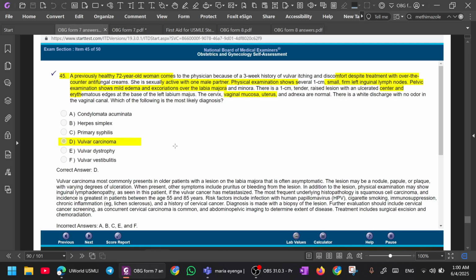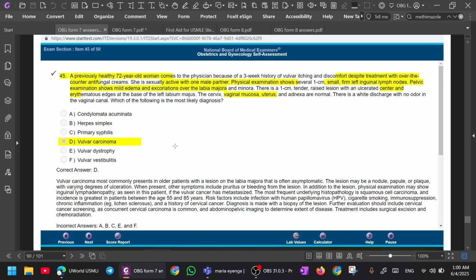Okay, so it's vulvar cancer. Vulvar carcinoma most commonly presents in older patients with a lesion on the labia majora that is often asymptomatic. The lesion may be a nodule, papule, or plaque with varying degrees of ulceration. When present, other symptoms include pruritus or bleeding from the lesion. In addition to the lesion, physical exam may show inguinal lymphadenopathy as seen in this patient. The most frequent underlying histopathology is squamous cell carcinoma.